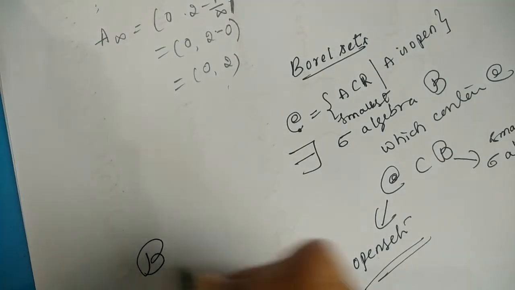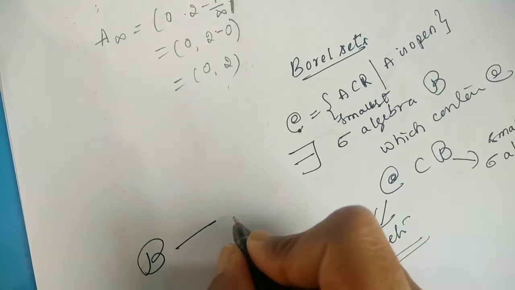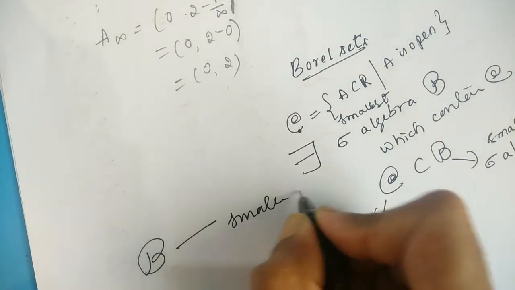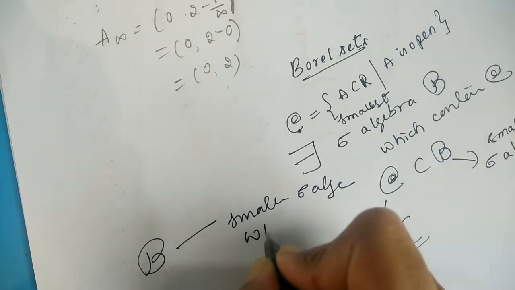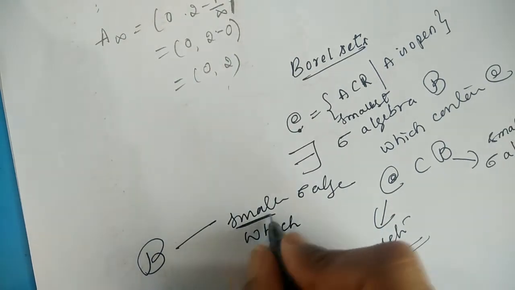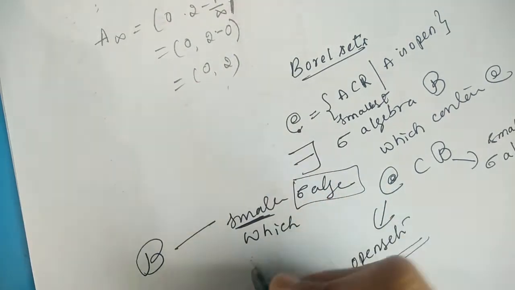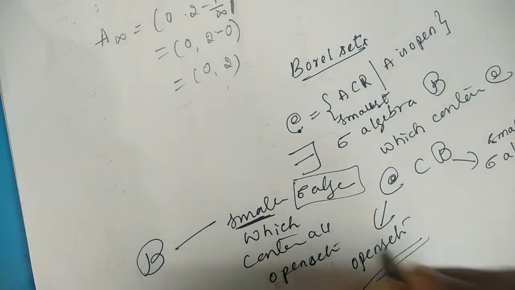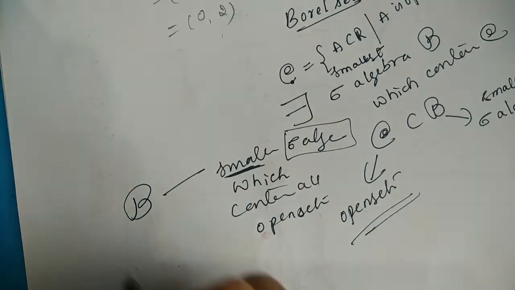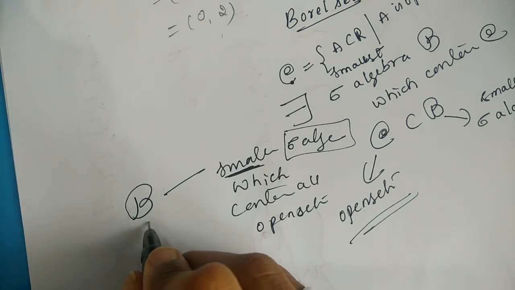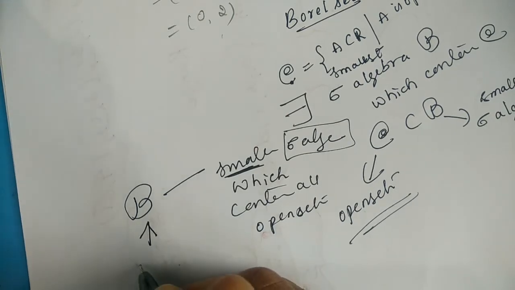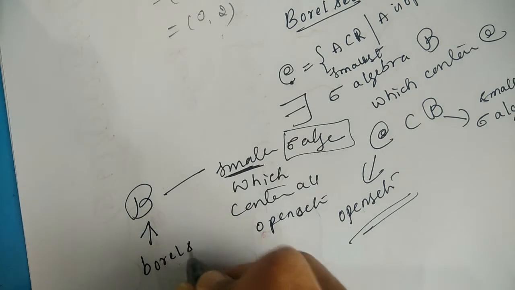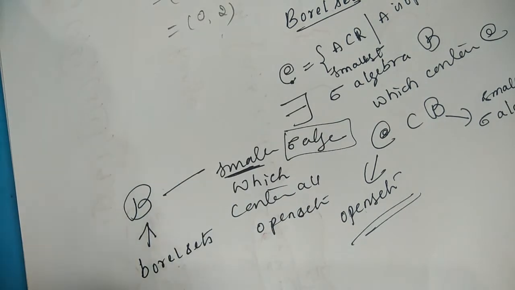So what is that B? B is the smallest sigma algebra, smallest is very important, which contains all open sets. This is the collection B. The elements of this collection are nothing but Borel sets. Is it clear? The elements of this collection are nothing but Borel sets.